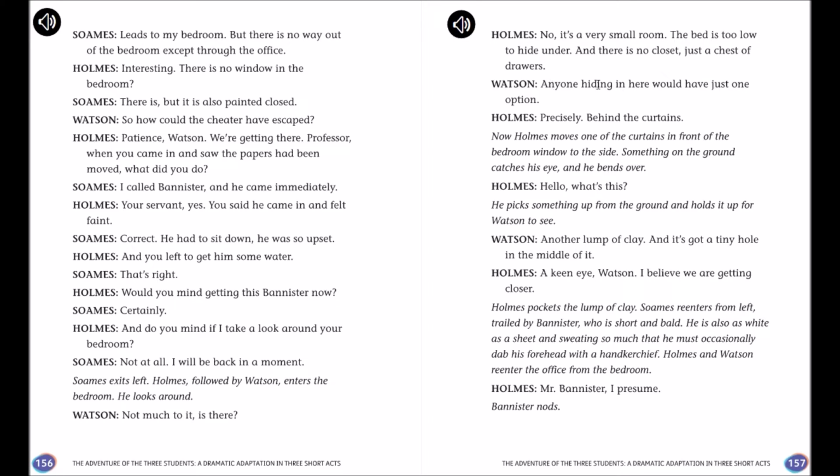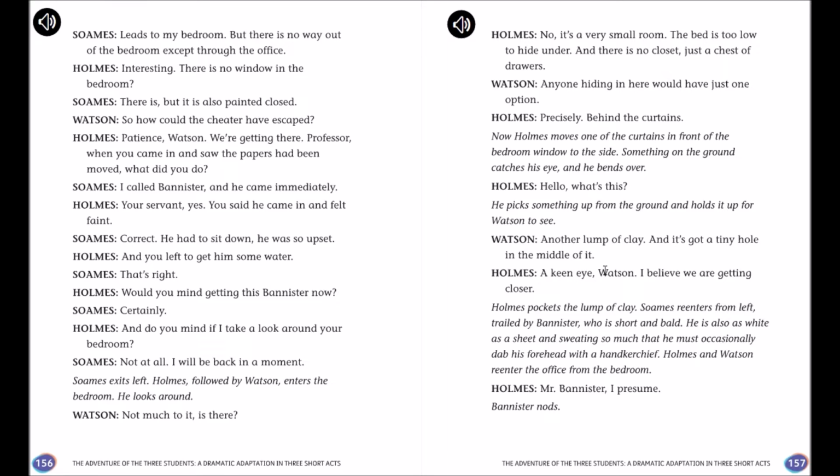Watson. Anyone hiding in here would have just one option. Holmes. Precisely, behind the curtains. Now Holmes moves one of the curtains in front of the bedroom window to the side. Something on the ground catches his eye, and he bends over. Holmes. Hello, what's this? He picks something up off the ground and holds it up for Watson to see. Watson. Another lump of clay, and it's got a tidy hole in the middle of it.